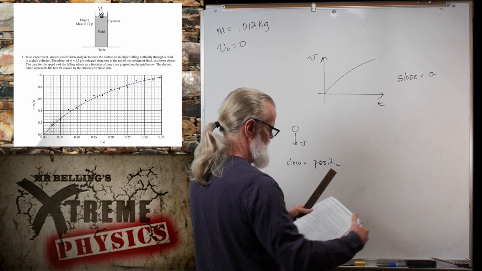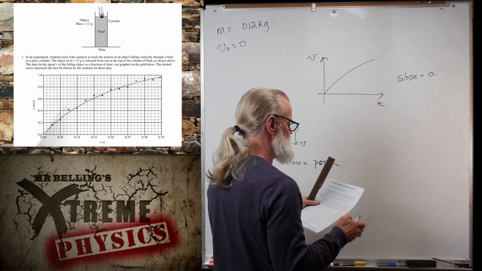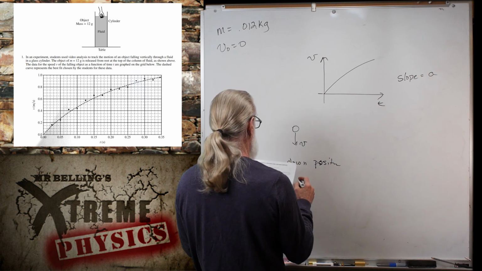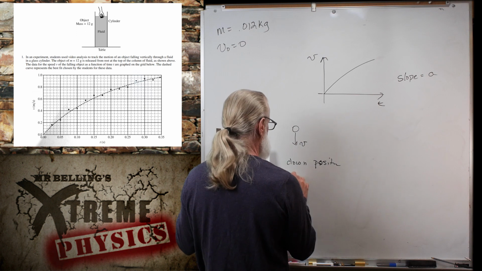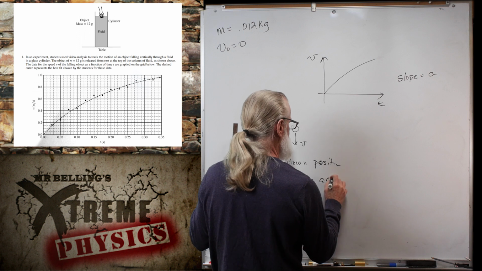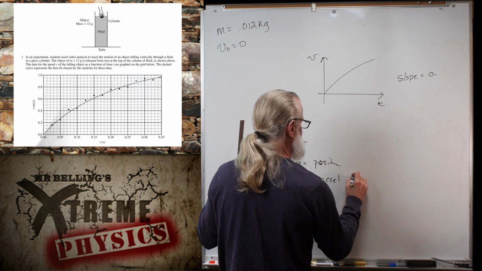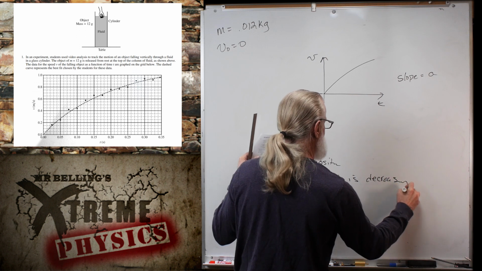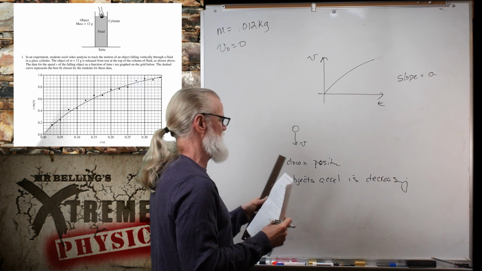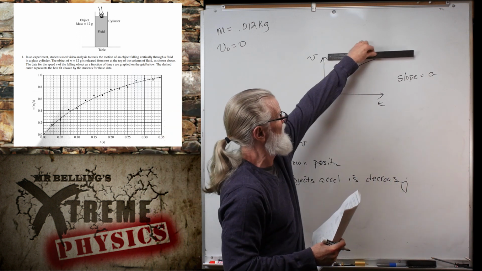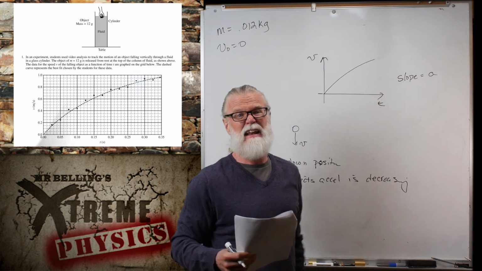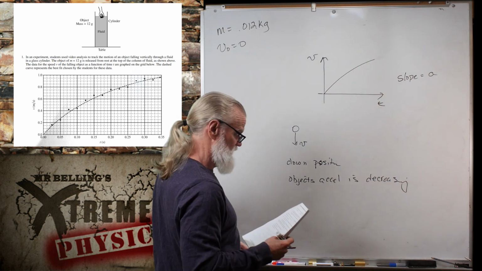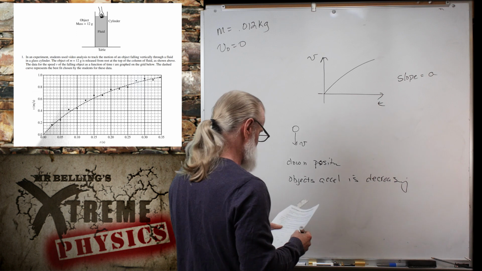So, in a brief statement, the object's acceleration is decreasing. The acceleration is decreasing. It's becoming less and less. It looks like it's going to get to the point where it's going to be flat and it's going to be going a constant velocity, but it's not there yet.